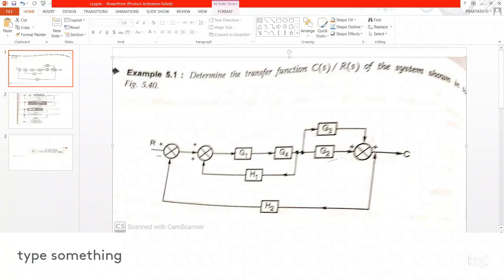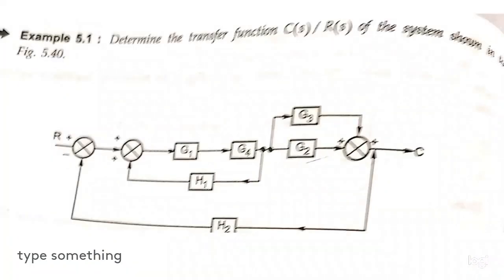Okay, good morning everyone. Today I am going to explain how to reduce a block diagram in a signal flow graph or in a control system. So the first problem is determine the transfer function C(s)/R(s) of the system shown in the figure. You can see here C(s) is the output, R(s) is the input. So output by input we call a transfer function.